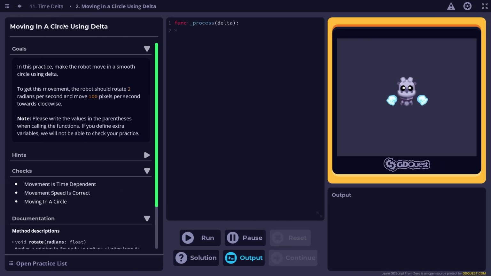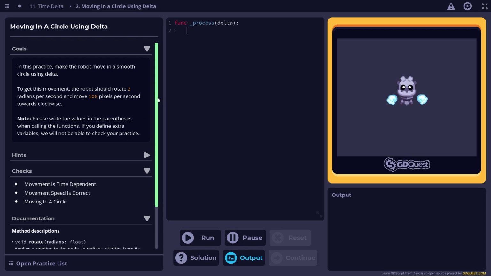All right. Moving in a circle using delta. In this practice, we're going to make the robot move in a smooth circle using delta. To get this movement, the robot should rotate 2 radians per second and move 100 pixels per second towards clockwise. Note, we're going to write the values in the parentheses when calling the functions. If we define extra variables, we will not be able to check our practice.